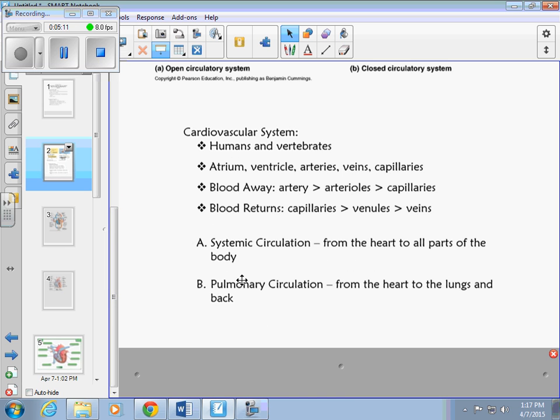Systemic circulation has the word system in it, so think whole system, think whole body. This is when the blood will move from the heart to every part of your body, so all the way up to the brain, to every muscle, to your digestive system, to everything except the lungs. That is just the pulmonary circulation. So pulmonary circulation is when blood goes from the heart to the lungs and then back to the heart. So systemic is everything, pulmonary is just the lungs.